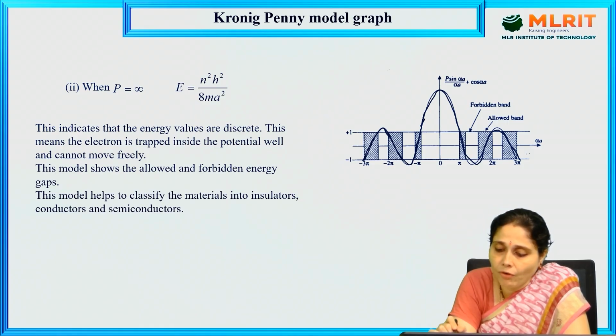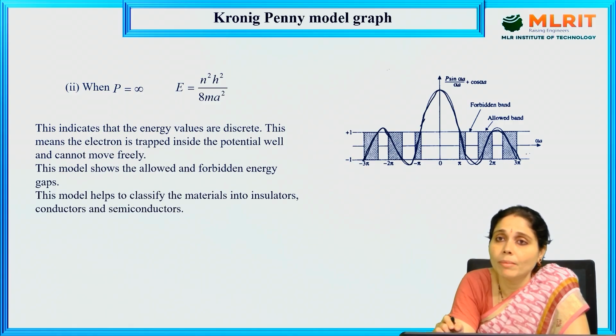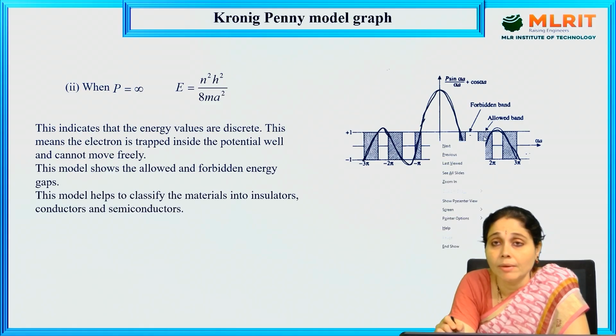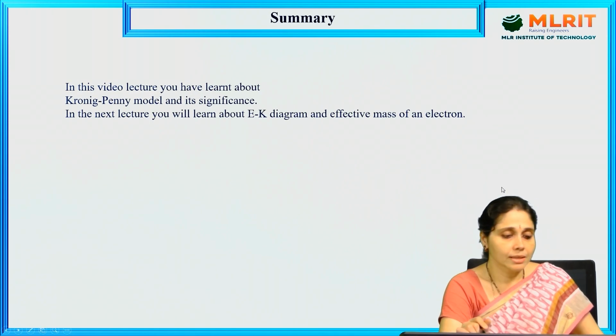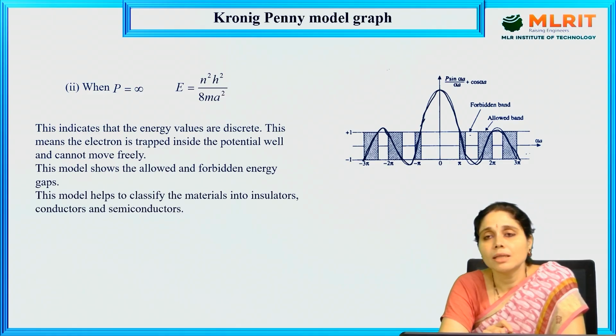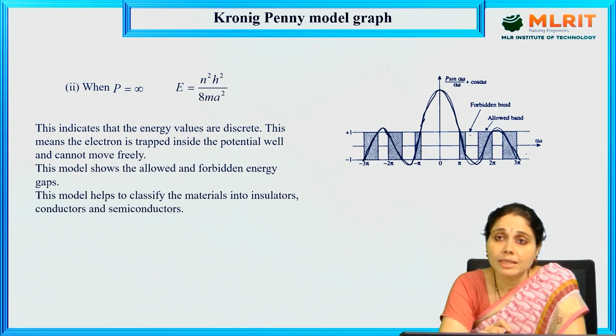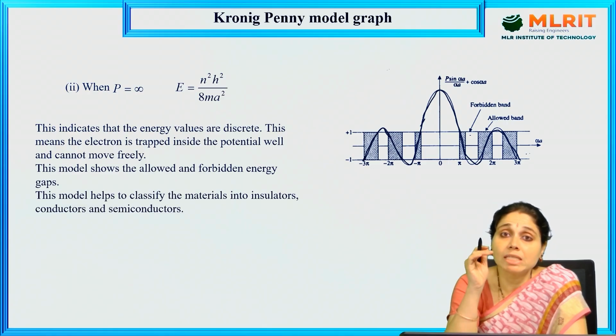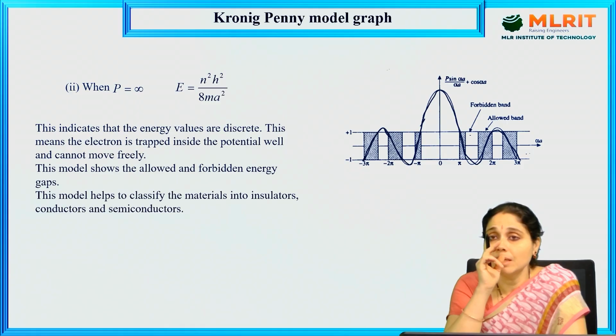What are allowed and forbidden energy bands? Allowed bands are the bands which allow the movement of electrons. Forbidden bands forbid the movement of electrons, where the potential energy is high. There will be a regular repetition of kinetic and potential energies throughout the crystal, so that the electrons will be moving within the crystal, right? So this model explains the movement of electrons within the crystal, and also paves the way for the classification of materials into insulators, conductors and semiconductors.